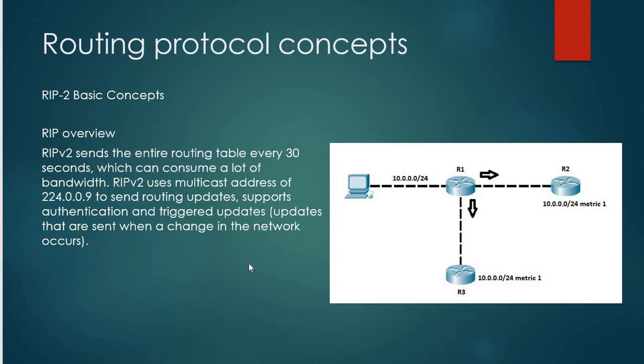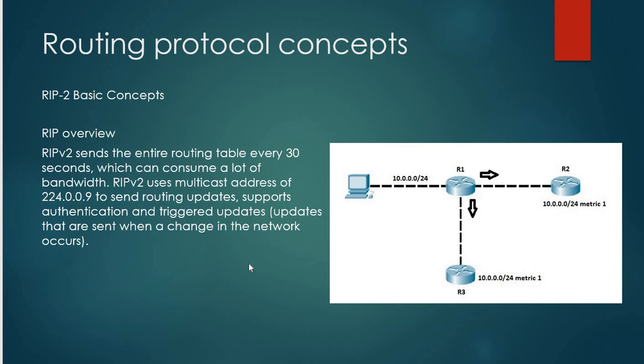Okay, RIP overview. RIP version 2 sends an entire routing table every 30 seconds, which can consume a lot of bandwidth. So it sends out the routing table every 30 seconds, which can consume lots of bandwidth. RIP version 2 uses the multicast address 224.0.0.9 to send routing updates. It supports authentication and triggered updates that are sent when a change in the network occurs.